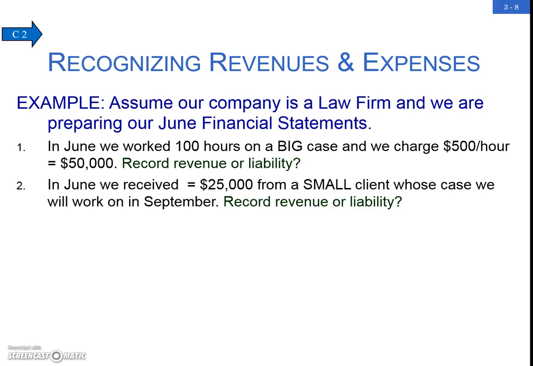And yeah, we have not earned this money yet, right? We're going to earn it in a few months from now, in September. So all we did was receive cash, right? Our company's cash has gone up by $25,000. We would debit cash, but we don't credit revenue because we haven't earned it yet. Instead, we would credit a liability account, which we are going to learn in this chapter called unearned revenue.